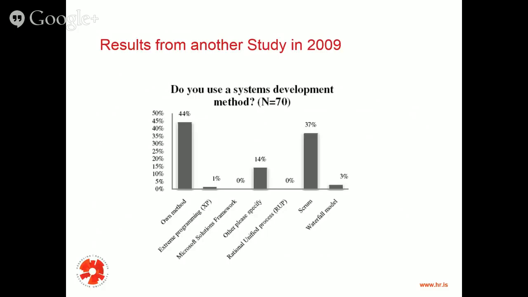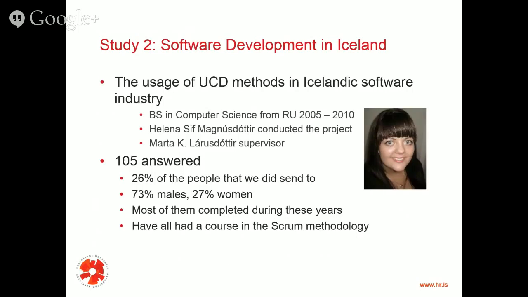The next study, you've seen some of the slides from there. This is Helena Siv that did this with computer science students, and there were 105 that answered. And the distribution between genders is sort of typical for IT or IT development.